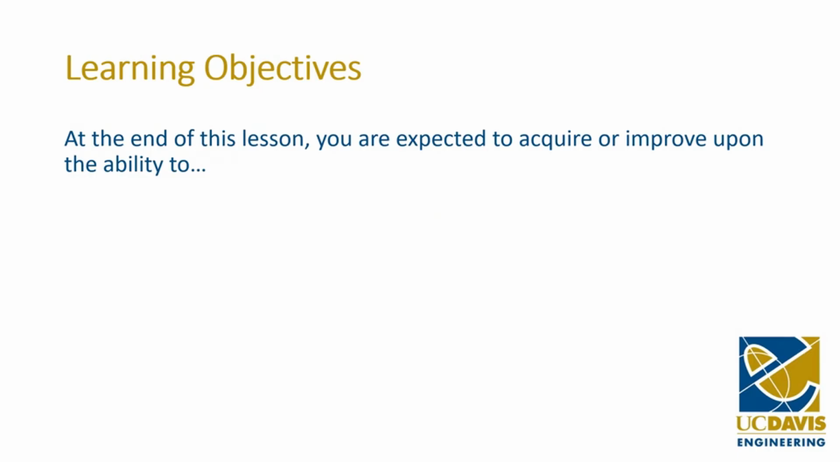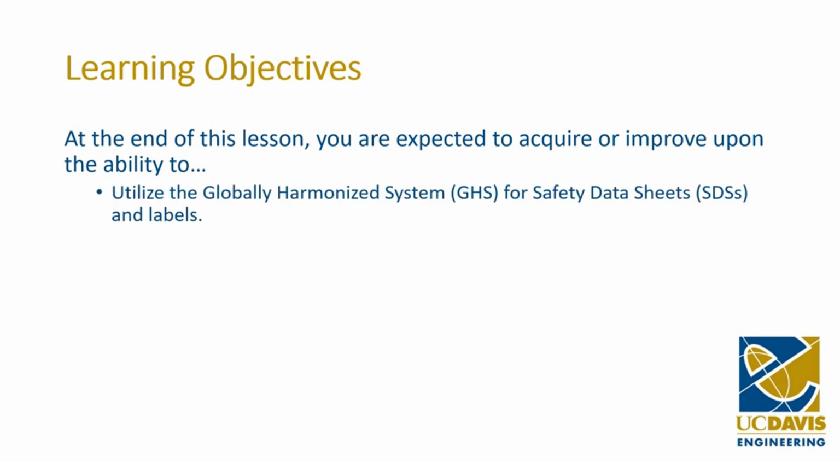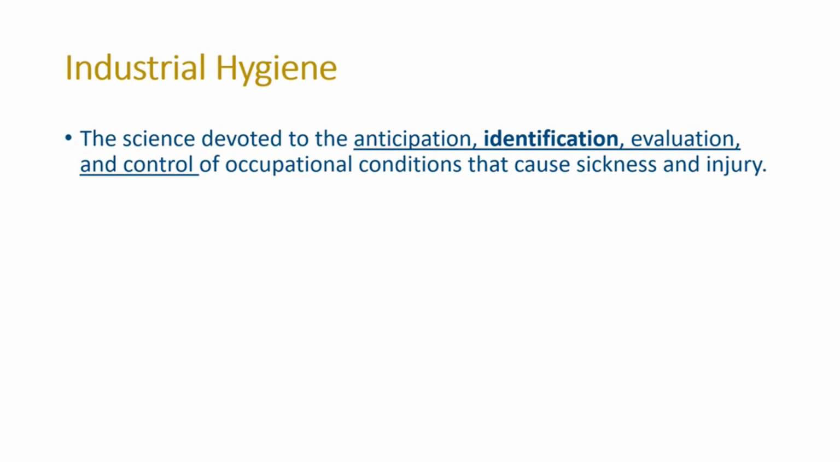At the end of this lesson, you are expected to acquire or improve upon the ability to utilize the Globally Harmonized System, or GHS, for safety data sheets and labels. So we saw previously that industrial hygiene is the science devoted to the anticipation, identification, evaluation, and control of occupational conditions that cause sickness and injury. In this lesson, we're going to focus on the identification of some of those conditions.